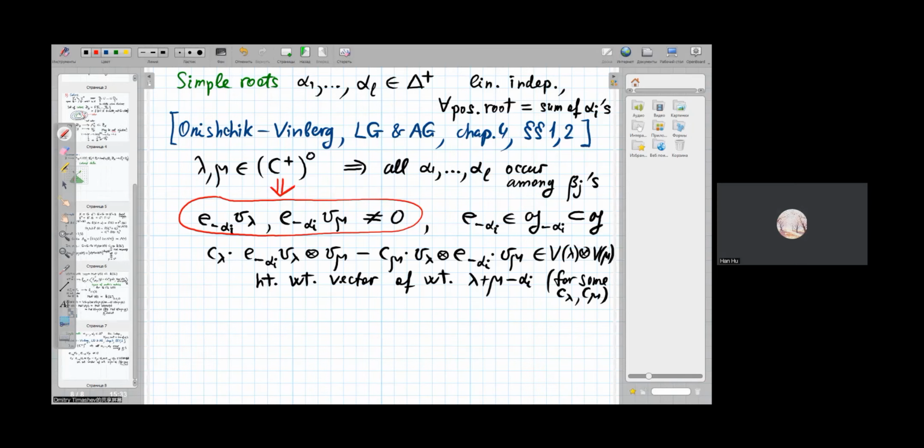So what are C lambda and C mu? Some coefficients. You mean that there are some C lambda and C mu such that the difference of the two vectors belongs to the highest weight. Yes, you can choose them in a proper way so that this linear combination will be a highest weight vector. Exactly. Well, I think that my time is over, so let me finish. We have just computed all necessary things to describe the valuation cone. Let me describe the valuation cone now.